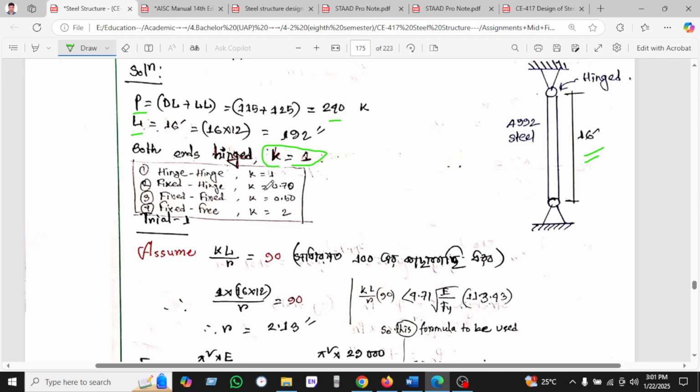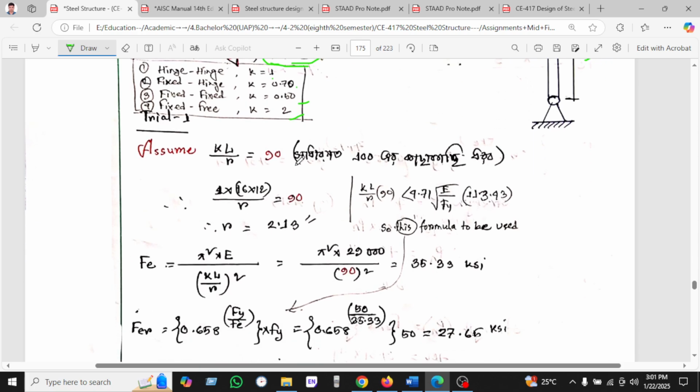On the other hand, we can take a note of this: if it is hinge-hinge, then K is 1; for fixed-hinge, 0.70; for fixed-fixed, we will use 0.50; and if fixed-free, then we will use 2. But we are seeing hinges, that's why we are using 1.